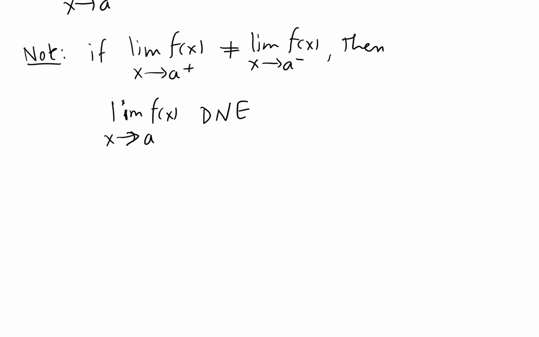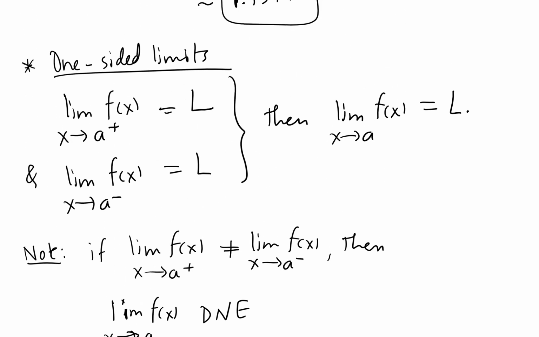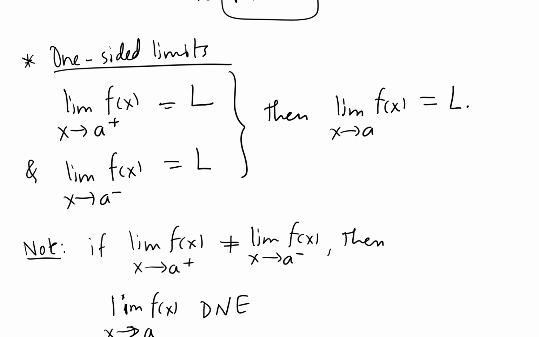What can be an example to show this? DNE means does not exist. L here, L stands for the value of the limit, like it could be 2, could be 3, 2.7, just L for the value of the limit.